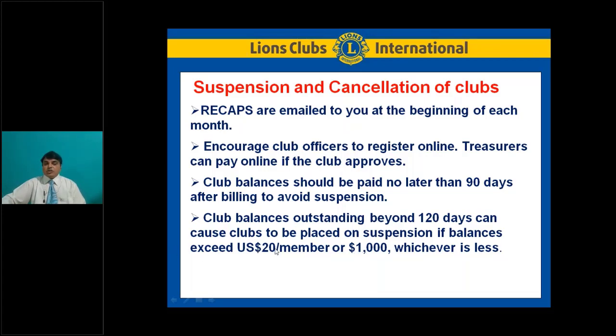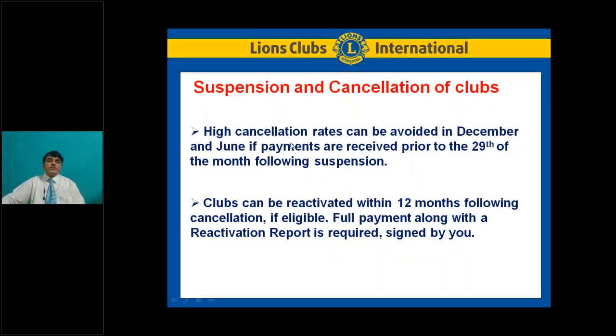It should not exceed more than $20 or less than $1,000, whichever is less. So to avoid suspension, they need to pay dues on time. You need to encourage the clubs to pay timely dues. Most of the time, high cancellation rates can be avoided, especially when it comes to suspension and cancellation. Most often it will be done in December or June payments. So you need to check, and you need to inform the clubs beforehand.